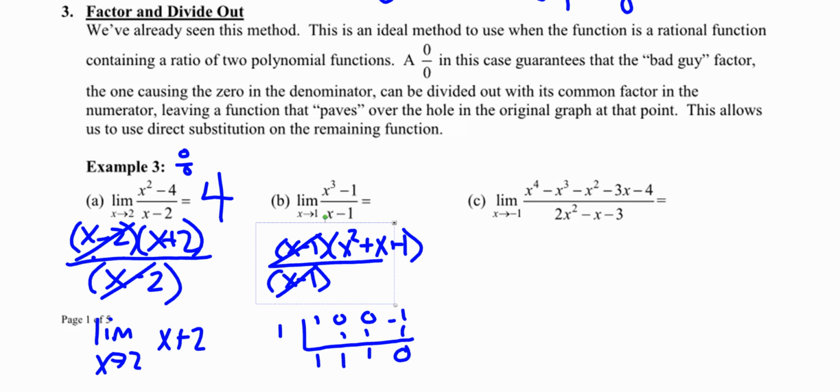Now we can use direct substitution. Limit as x approaches 1. 1 plus 1 plus 1 gives us 3. You could do the same thing with the next problem, okay? We can factor out some things. So let's try to factor the bottom. We know that there's probably going to be a factor of x plus 1.